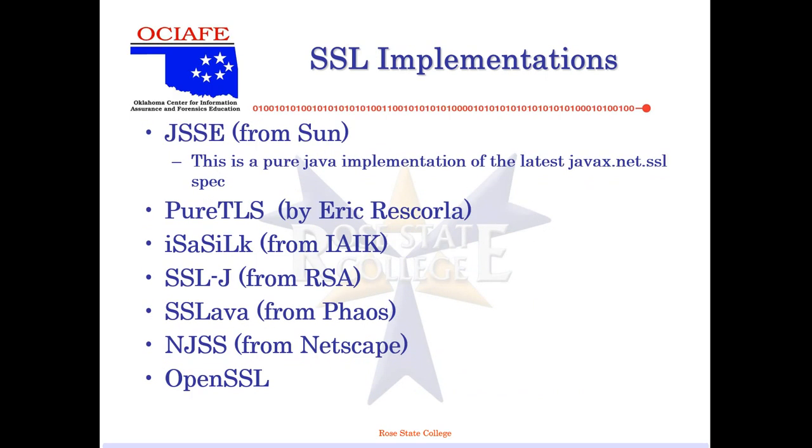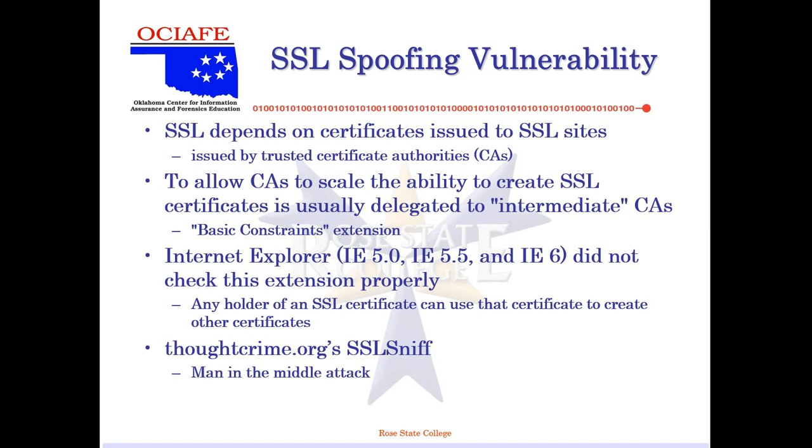So, what are some SSL implementations that you might see? Well, JSSE, which is from Sun, it's just a Java extension of SSL. You have Pure TLS, which is by Eric Rescorla. You have Cryptlib, and then you have SSLJ, which is from RSA. SSLava, NJSS, which was Netscape. And then you have OpenSSL. And as y'all all know, OpenSSL had a lot of problems with Heartbleed, and it's since been patched.